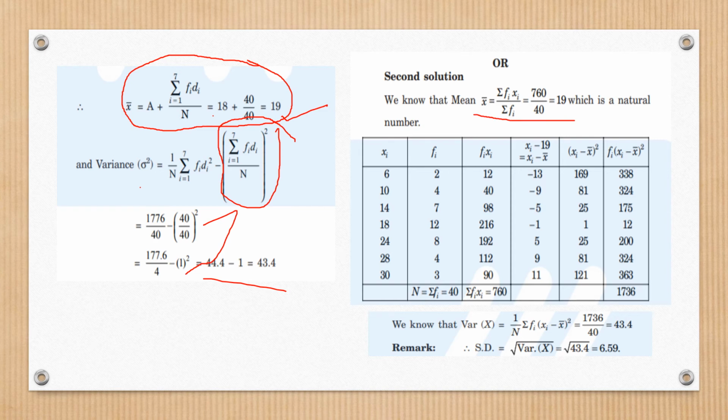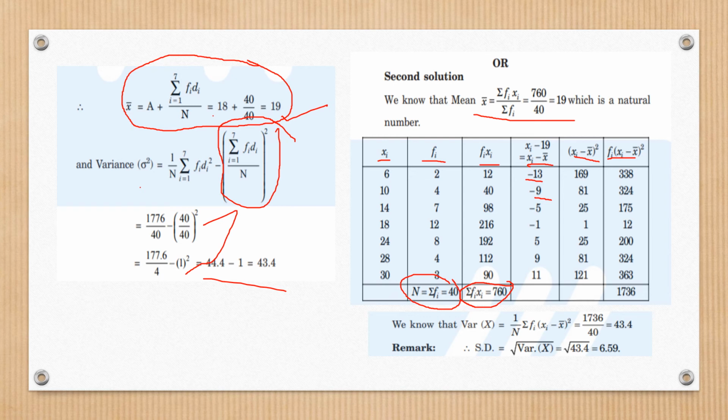Okay. And the second way of solving it is that you can go for the mean. Mean is like this: xi, then fi, then fi xi. You go for this. This is 760. Summation fi is 40. You go for xi minus 19, like xi minus x bar, right? If you want to go like this, it is minus 13, minus 9, then xi minus x bar whole square, then fi xi minus x bar whole square.